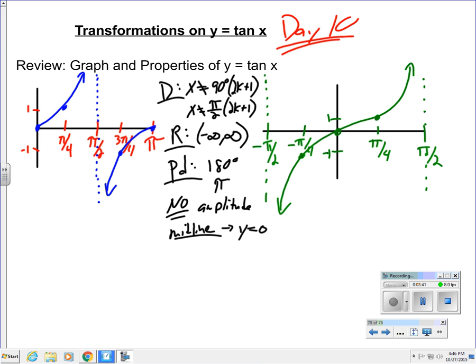So it's just a little review, some basic properties for tangent before we start graphing the transformations. The transformations will be similar to what we've looked at before and what we did in the last video with sine and cosine, but our graph is quite a bit different. So we're going to have to look at this a little bit differently with the tangent function.